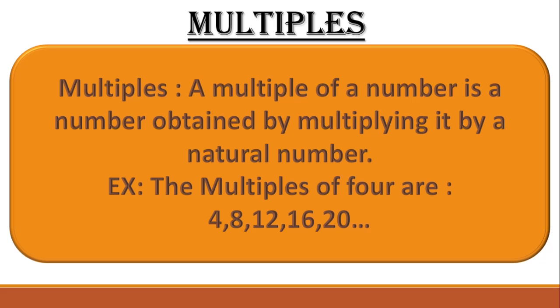The first multiple of a given number is the number itself, which is 3 into 1, right? Which is 3. So 3 is a multiple of itself. So multiples can be equal to or more than that number, but factors are lesser than that number or equal.